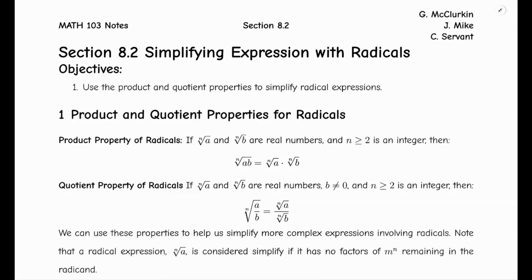Product property of radicals. If the nth root of a and the nth root of b are real numbers and n is greater than or equal to 2 as an integer, then the nth root of a times b is just equal to the nth root of a times the nth root of b.